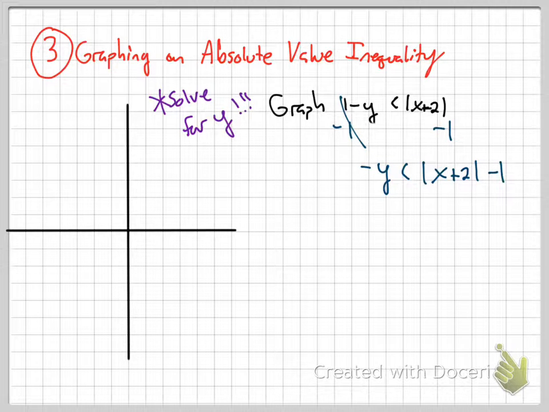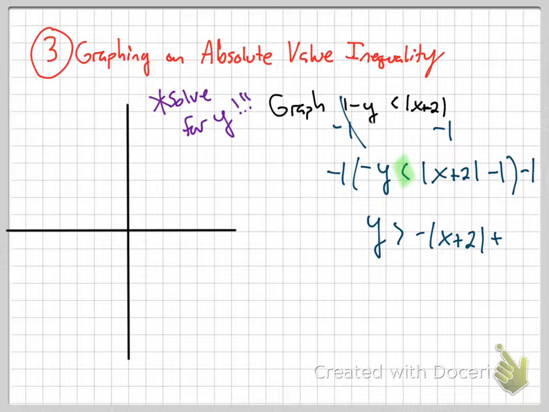Now I still have a negative y, so to get rid of that negative, I could multiply both sides by -1. That's going to change the sign, and it's also going to flip the inequality sign because I'm multiplying by a negative number. So I'm going to be left with y is greater than negative absolute value of x plus 2 plus 1. So from here, I'm going to be able to determine what my vertex is and what my a value is. My vertex in this problem is going to be -2, 1. And my a value, or my slope, is going to be -1.